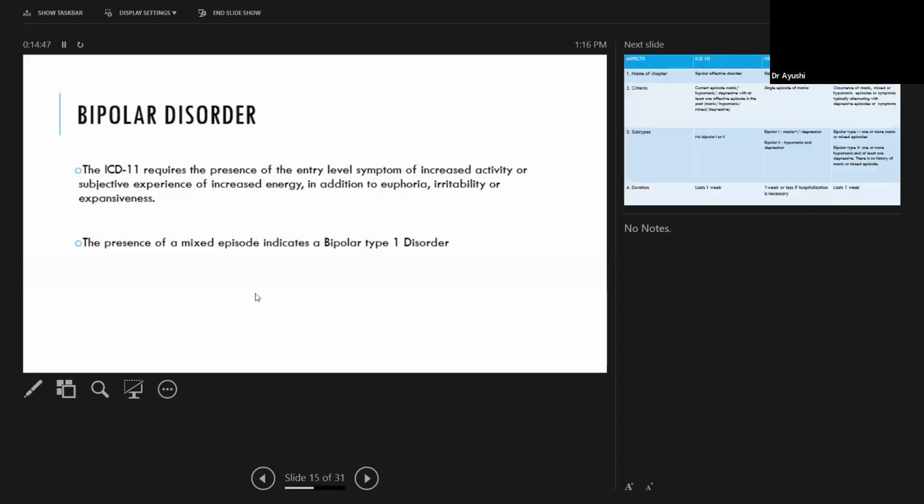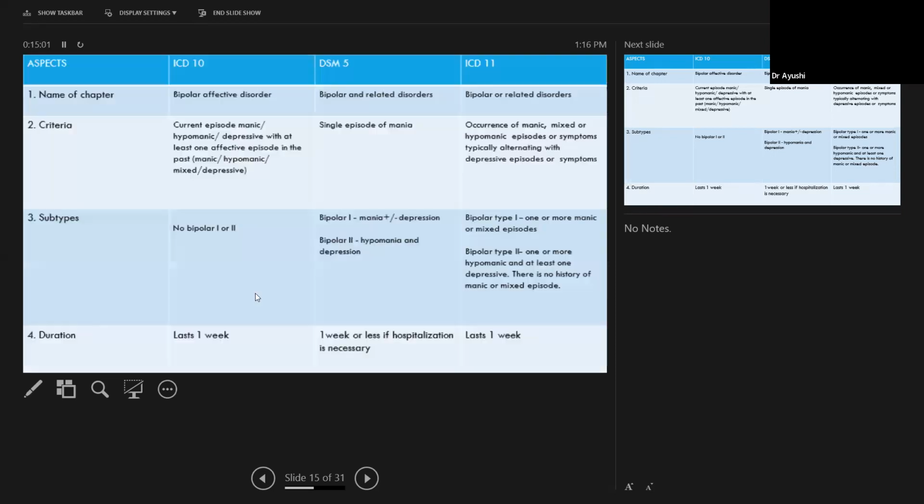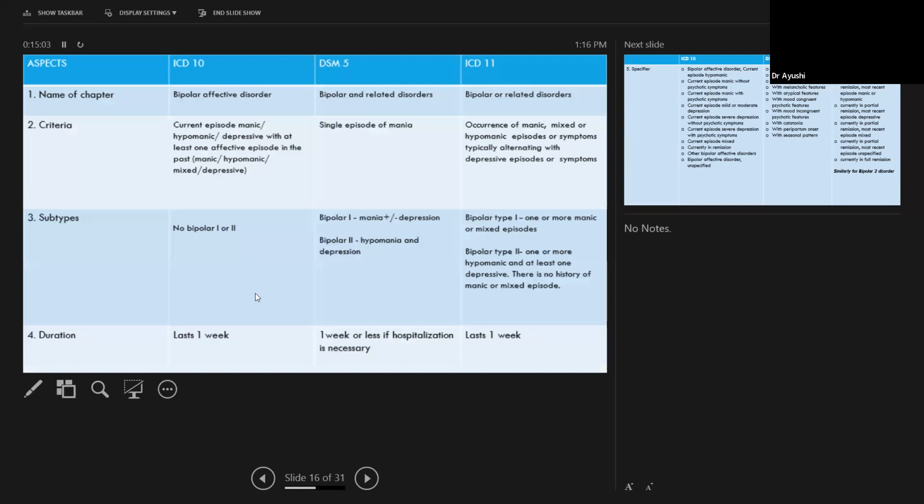Now, bipolar disorder. The ICD-11 requires the presence of the entry-level symptom of increased activity or subjective experience of increased energy, in addition to euphoria, irritability, or expansiveness. The presence of a mixed episode indicates a bipolar type 1 disorder. So the name of chapter in ICD-10 is bipolar affective disorder, and DSM-5 and 11 is bipolar and related disorders.